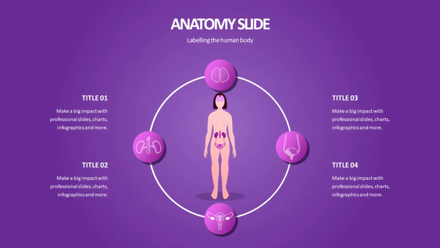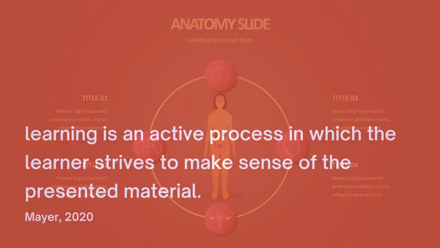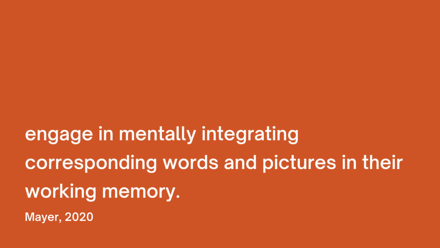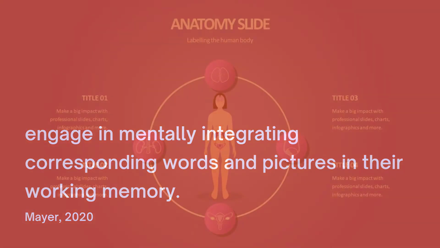You can see that this is also the case in this next slide. The space between the labels and images is too distant for some learners. According to Mayer, the cognitive theory of multimedia learning is based on the idea that learning is an active process in which the learner strives to make sense of the presented material. This sense-making effort is supported when learners engage in mentally integrating corresponding words and pictures in their working memory.